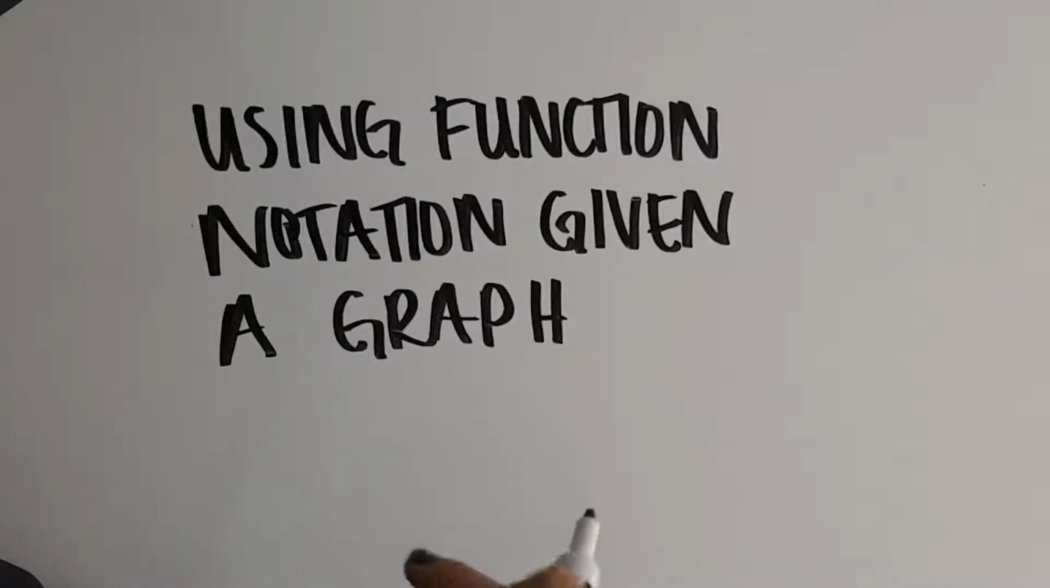In this video, we're going to talk about how we can use function notation when given a graph. So we're trying to evaluate, find inputs and outputs, but all we have is a graph and we don't have a function rule anymore.